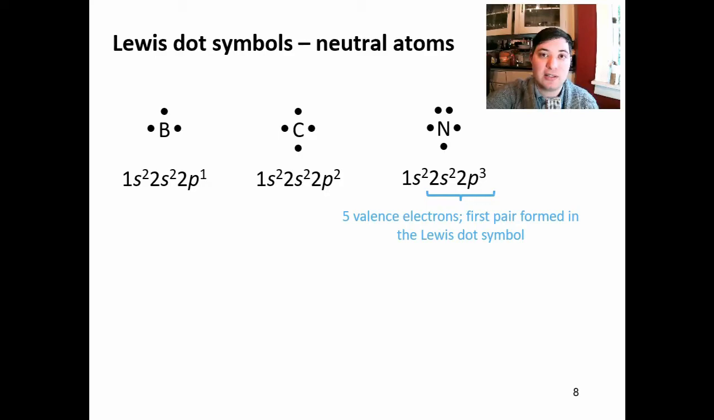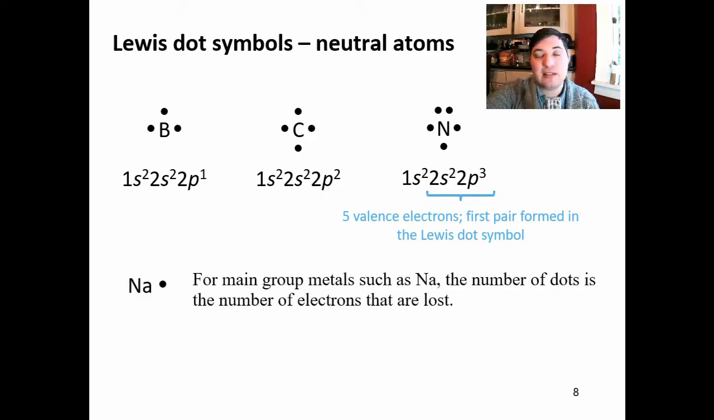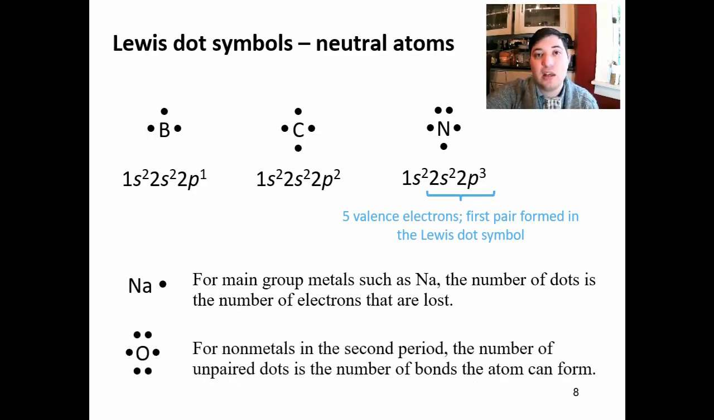Now in the case of our alkali and alkaline earth metals, the number of dots is equivalent to the number of electrons lost when it becomes a cation. And we're going to talk about covalent bonds next class, not this class, but just to give you a heads up, in our nonmetals, the number of unpaired electrons, so the ones that are just solitary on their own, is equal to the number of covalent bonds that that element can form.